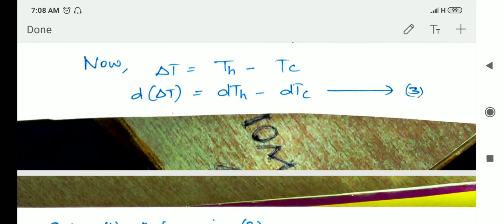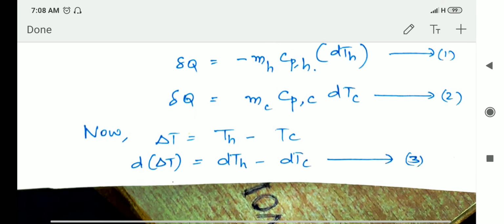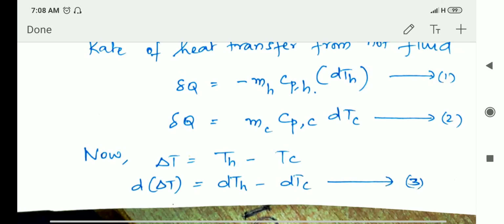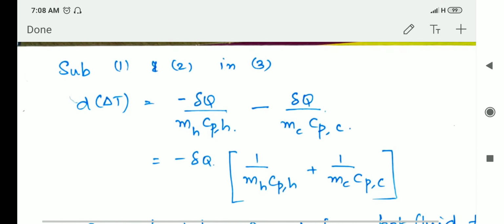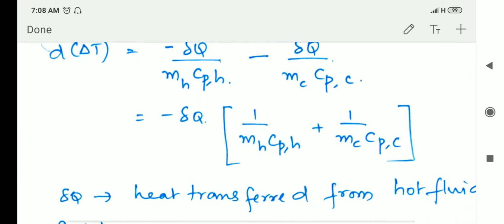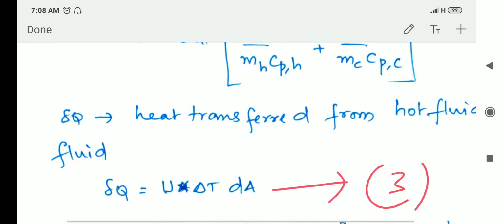So d delta T equal to dTh minus dTc. Now it's our time to take the first equation. From the first equation it is clear that dTh equal to del Q by minus mh cph, and dTc equal to del Q by mc cpc. So substitute these two and we find that del Q, minus del Q in fact, is common there. So minus del Q into 1 by mh cph plus 1 by mc cpc, right?